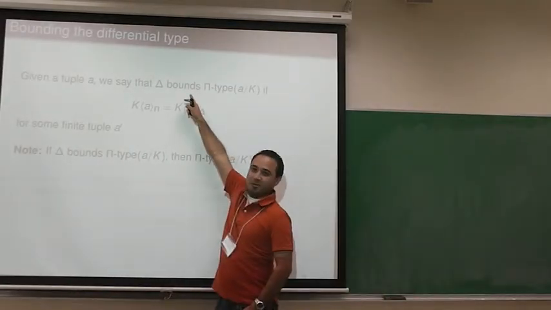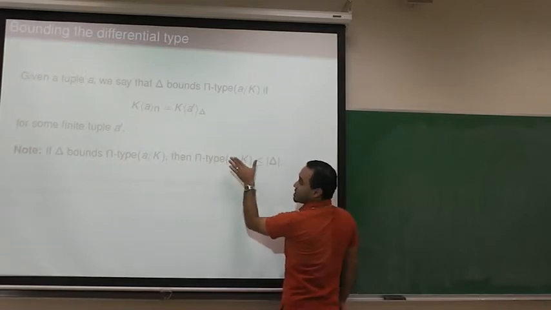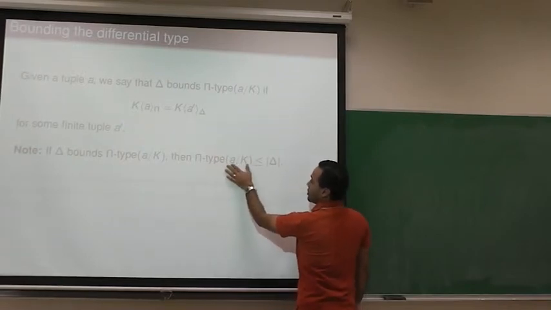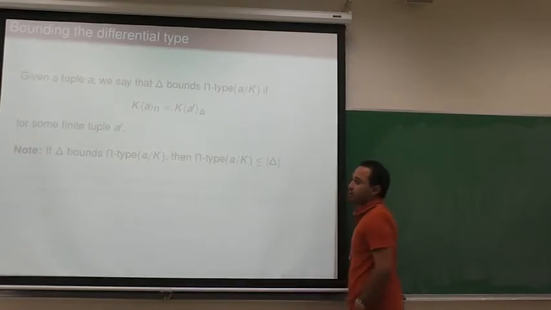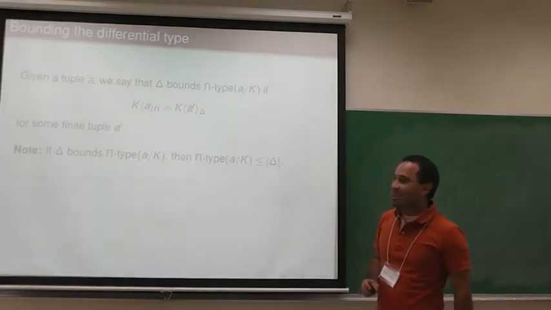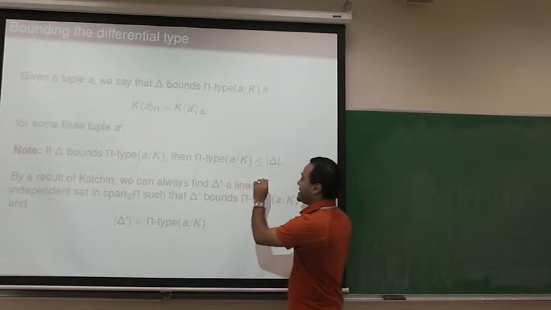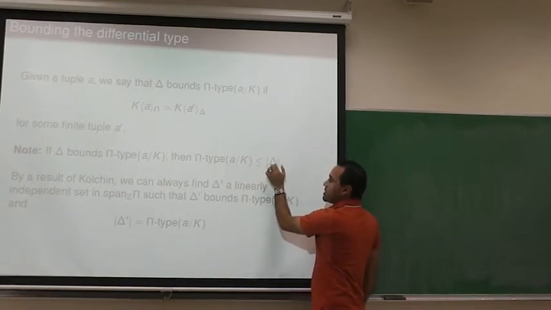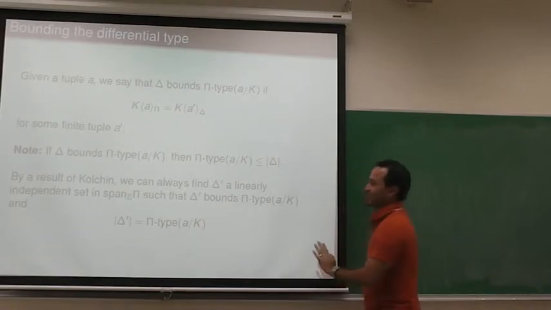This is why I call it bounding, because this number is the degree of the dimension polynomial. It's actually bounded by the cardinality of my delta. This is Ivanovian. But this is not really a family, because you have to, this is actually what I'm going to say right now.